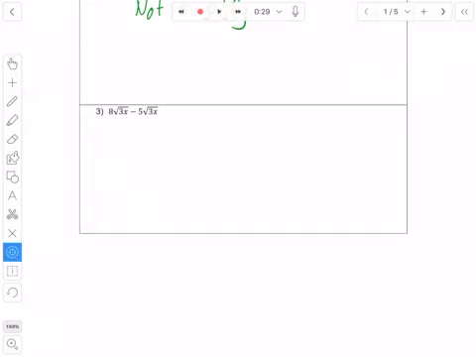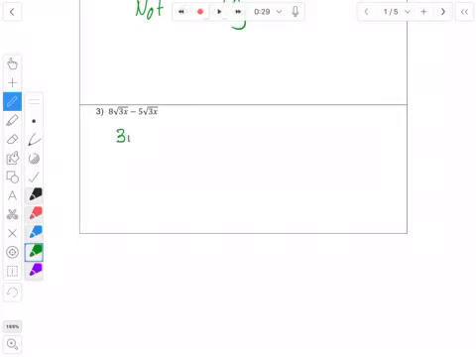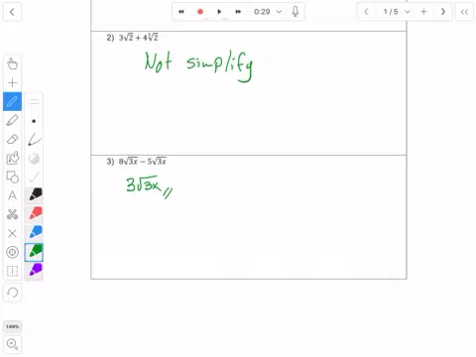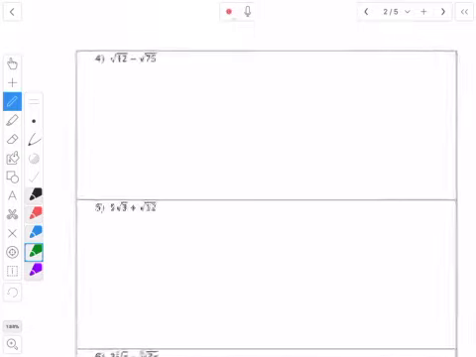And number 3, again, I have a square root on both of them. I have the same number inside. So that means that I can just subtract those numbers. 8 minus 5 is 3, square root of 3x. And that's it. We don't have to do anything else on that exercise right there.